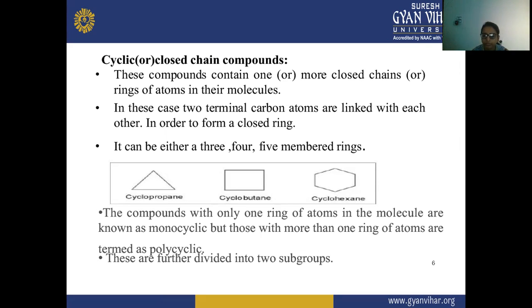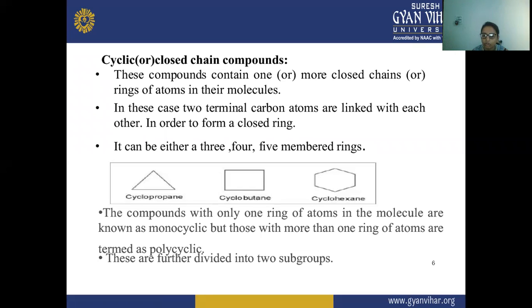So here, the compounds which are having only one ring are known as monocyclic, and the compounds which are having more than one ring of atoms are known as polycyclic. Poly means many. So they are known as polycyclic.